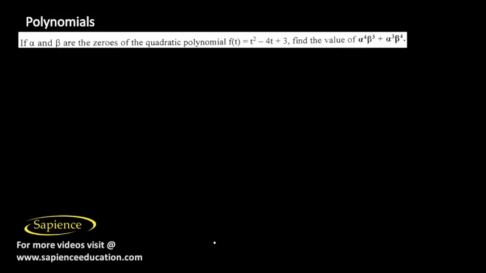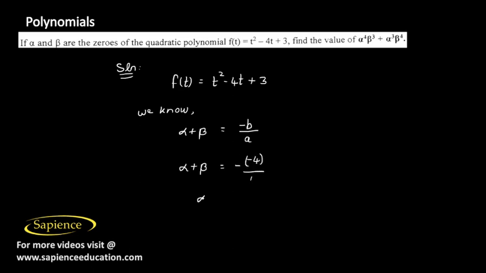If alpha and beta are the zeros of the quadratic polynomial f of t is equal to t square minus 4t plus 3, find the value of alpha power 4 beta cube plus alpha cube beta power 4. So in this question, first we need to find the sum of the zeros and product of the zeros.